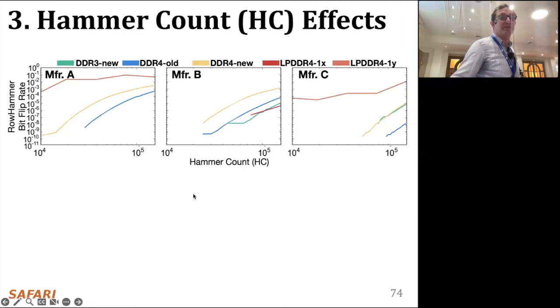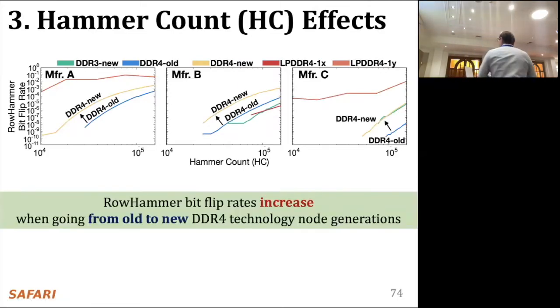I'm not going to bore you with all of these over here. I'm going to give you one result over here. So these are 3 major manufacturers. And this is the hammer count. Hammer count to induce the first bit flip. And this is the bit flip rate, meaning error rate that you get. So DDR4 old chips have a curve like this.